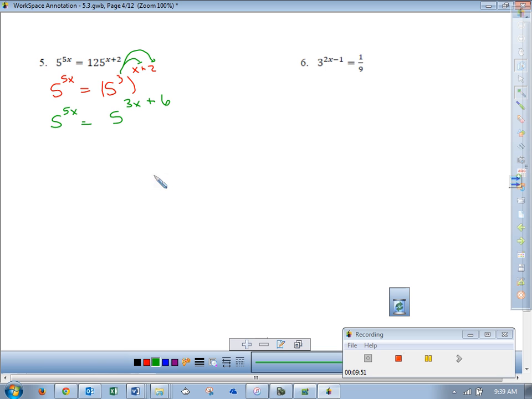I do want to see all this work on your test also, instead of going straight to what the exponents would equal. Then you drop the bases, exponents equal to each other.